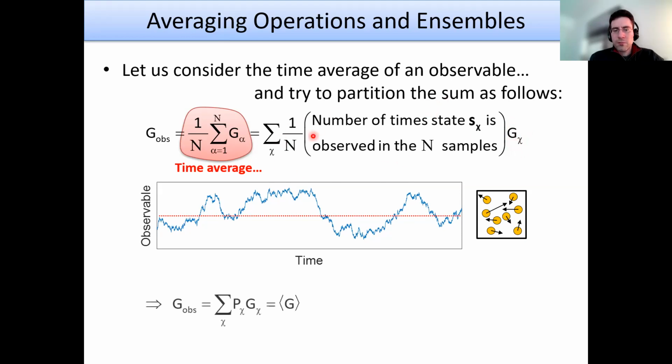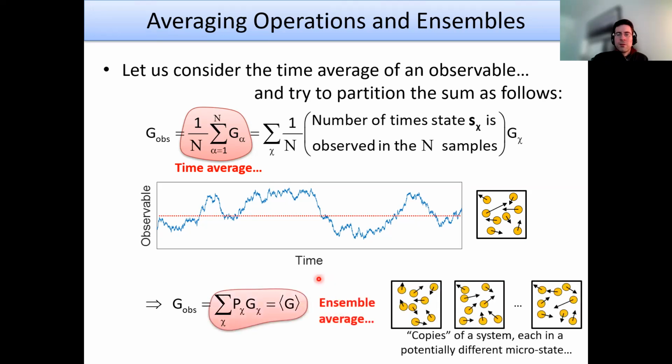But this thing here now, if you think about it, is really the probability. It's an estimate of the probability of visiting that state chi. And this is what I have written here. So the observable G now is a sum over all the states that are visited. What are we summing? The probability times the observable evaluated at that state. It is the probability of visiting that state. To simplify our notation, we will denote it as a bracket average, and we will refer to it as an ensemble average.